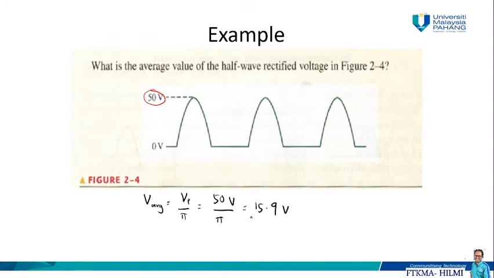We are going to notice that 15.9 volt over 50 times 100 is approximately 31.8%. So we can say that Vavg is equal to 31.8% of Vp.